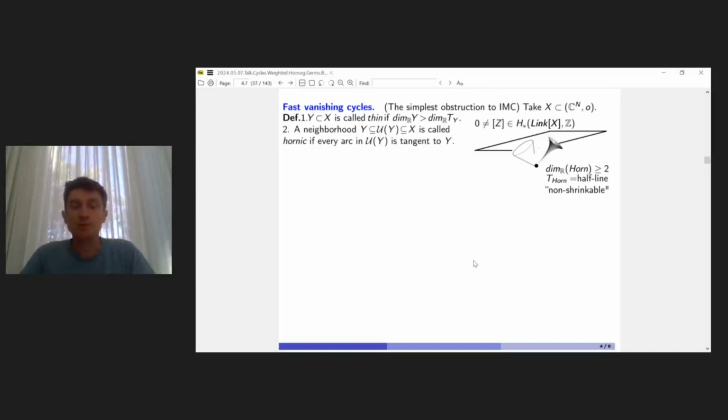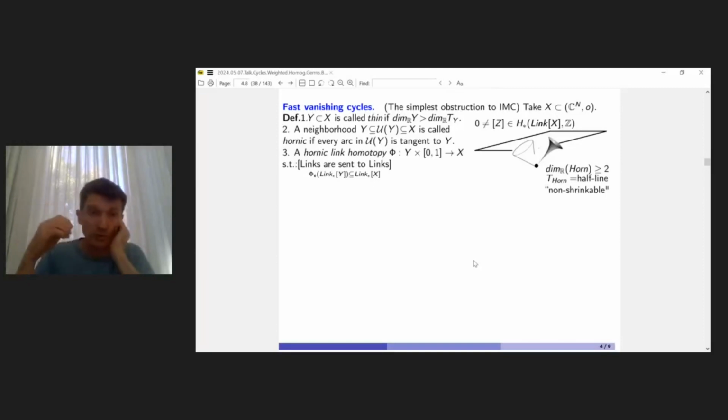Now, a neighborhood of the subgerm is called hornic if every arc inside this neighborhood is tangent to y. You can imagine a line and a horn around it, or it could be, say, that y is the whole plane, and then locally we have a family of horns covering it and containing it. And we would like, of course, to deform all our germs.